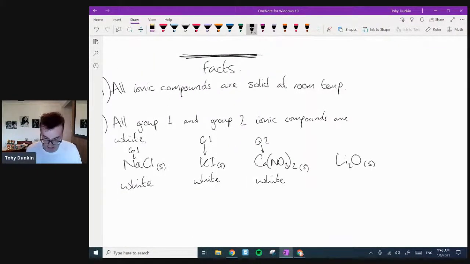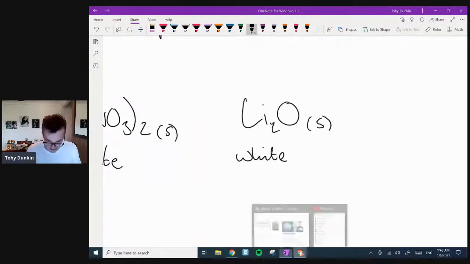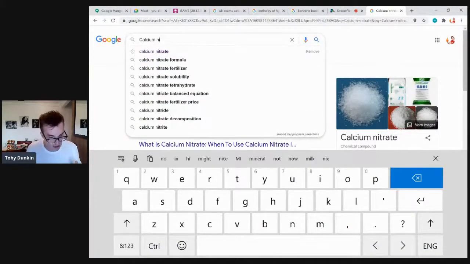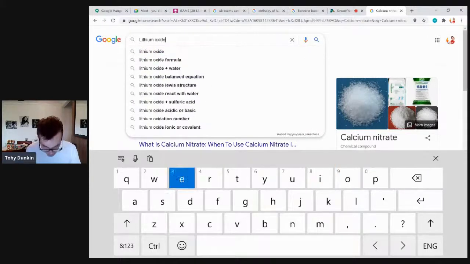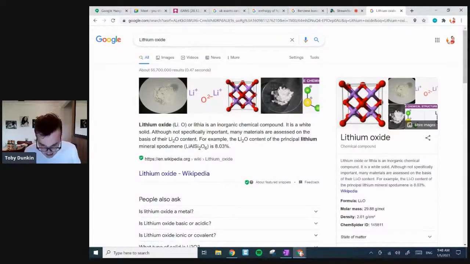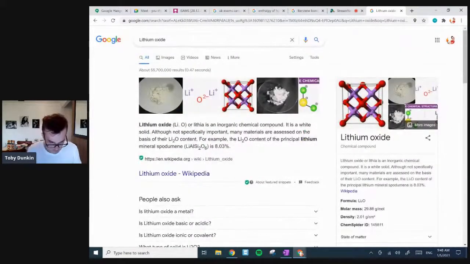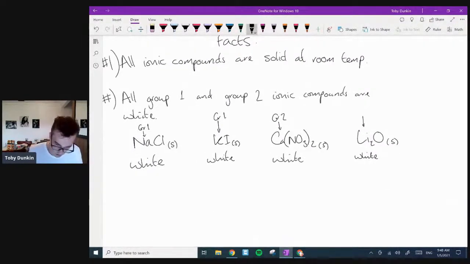Would anyone like to guess what color this compound's going to be? It's going to be a white solid. Let's have a look at lithium oxide. As a teacher, I'm here to facilitate the learning, but it's also for me to show you guys that I'm not just making this up. Some people are going to go, looks a little bit yellow to me. There you go, white. And that's of course a group 1.